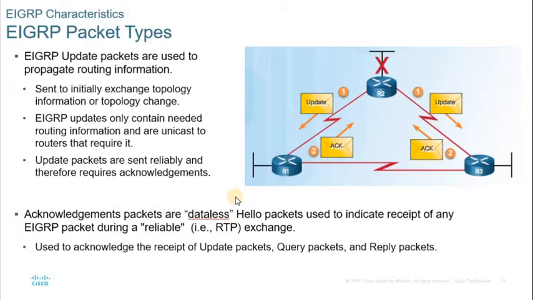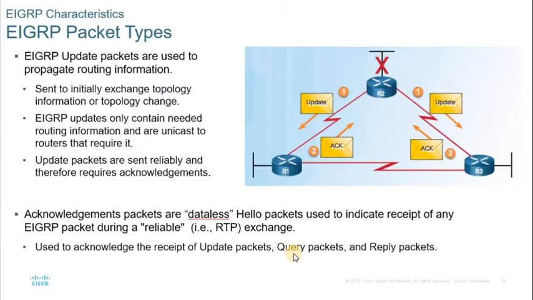After the update packet, the next thing that the routers will send is the acknowledgement packets. As I said a while ago, update packets are sent reliably, so they will wait for an acknowledgement. The characteristic of acknowledgement packets is that they are dataless. They are used to indicate receipt of any EIGRP packet using a reliable exchange. Those are acknowledgement packets. They are also used to acknowledge the receipt of update packets along with query and reply packets. We're going to talk about the remaining types of packets later, no?